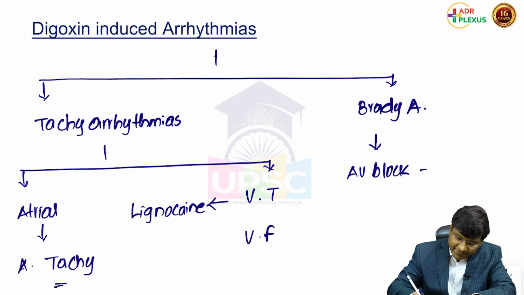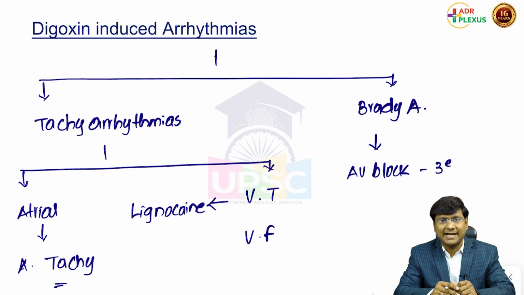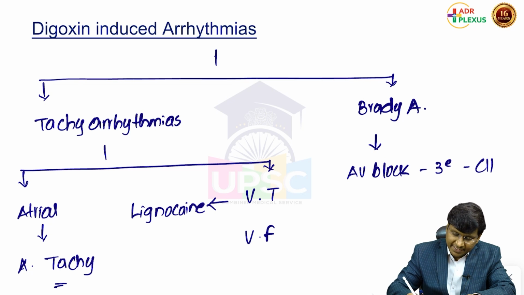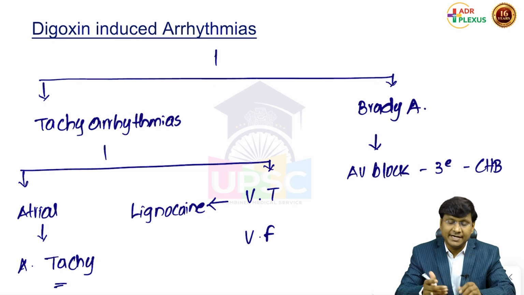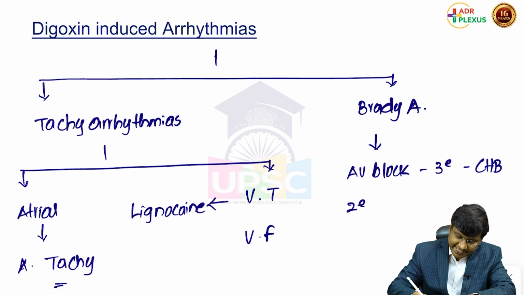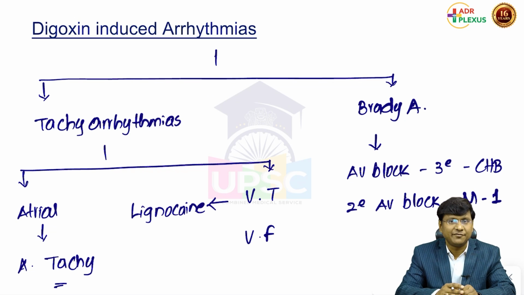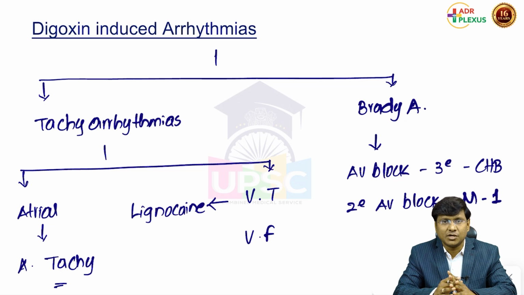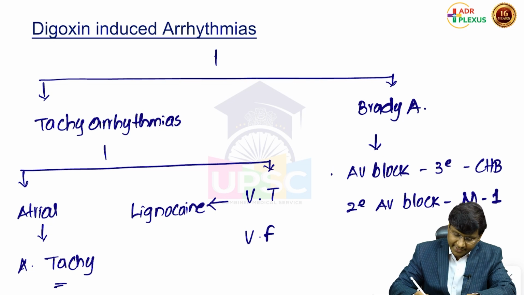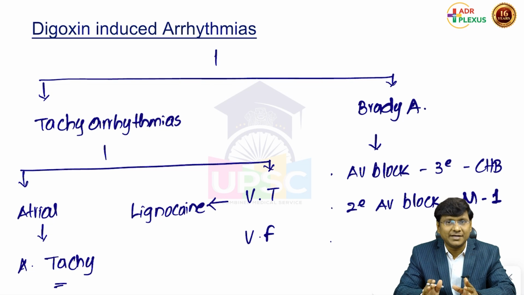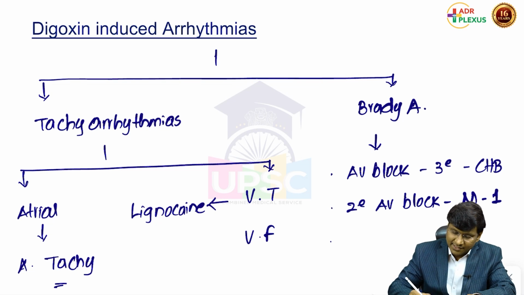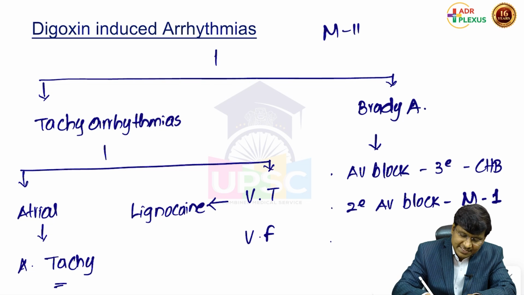Okay, so there can even be development of third degree AV block, which is nothing but the complete heart block. It is also associated with second degree AV block, that is Mobitz type 1, which is also called Wenckebach's phenomenon. And one very important point that you need to understand here is that it is not associated with Mobitz type 2.